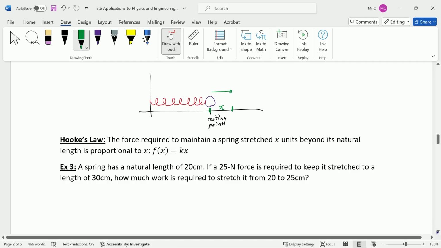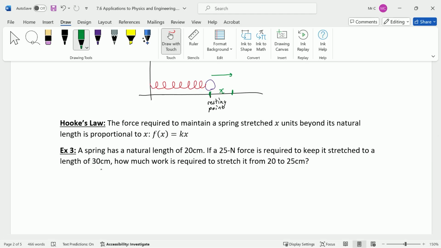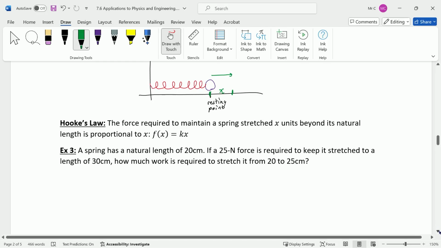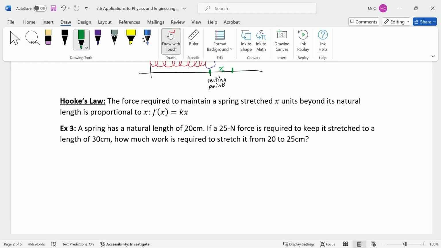So let's take a look at this example, example 3. A spring has a natural length of 20 centimeters. If a 25 Newton force is required to keep it stretched to a length of 30 centimeters, how much work is required to stretch it from 20 to 25 centimeters? So first of all, there's a little bit of a tricky thing here, which is that everything was given in centimeters, but since we're going to need to put this in joules, we need to convert all of these to meters. So instead of 20 centimeters, this should be 0.2 meters. And then 30 centimeters is 0.3 meters, and so forth.